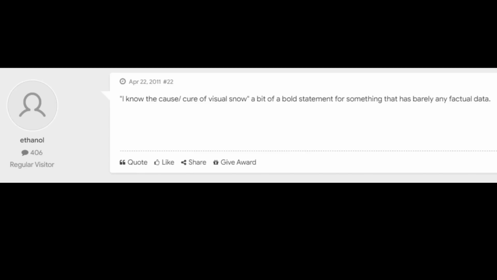Bryan says, I agree with the blood flow part. I actually made a thread about that before, but what causes this blood flow problem is still undiagnosed. In my head, after I exercise, my visual snow increases in intensity, and the vein in my head pumps so hard I feel it. I think our veins are slightly inflamed from toxins. Ethanol says, I know the cause, cure of visual snow. A bit of bold statement for something that has barely any factual data.